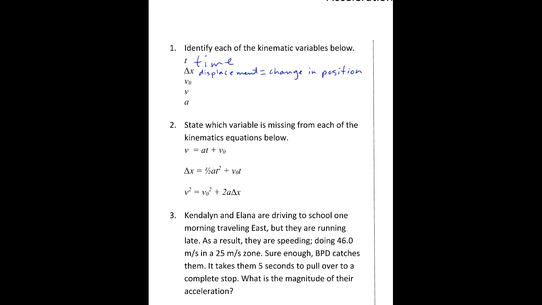V naught is your initial velocity, and V is your final velocity. A, of course, is your acceleration.